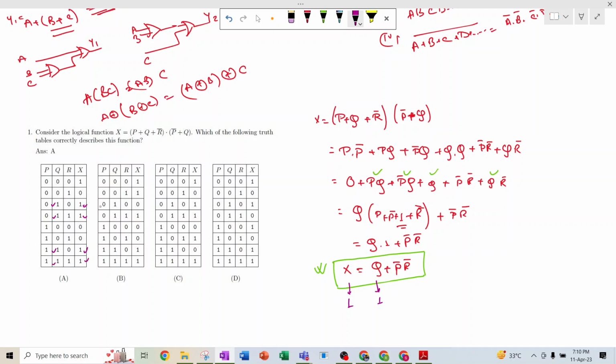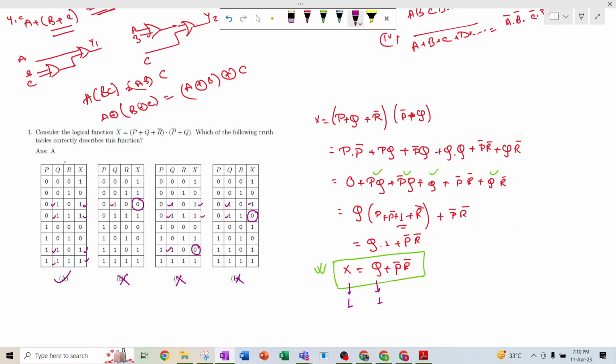According to q, here q is 1 but the output is 0, so that is not possible and this cannot be the answer. Similarly here, this is 1, this is 1, but this output is 0, so that cannot be the answer. Here also this is 1 but the output is 0, so it cannot be the answer either. So the correct answer will be option a.